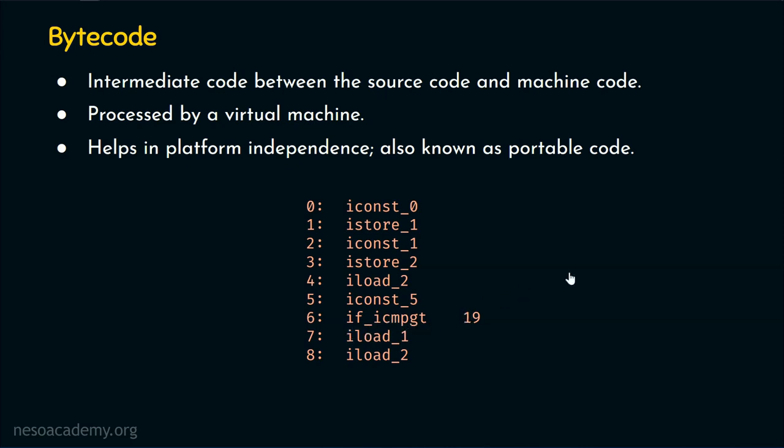Keywords like if_icmpgt can be used for comparison operation between the variables, and based on the decision, we can decide to go to another instruction in the program. In this particular case, it is asking the program to go to instruction number 19 based on the result of this comparison. So, we saw what exactly is bytecode and how it helps in achieving platform independence with the help of a virtual machine. Let's move on further.